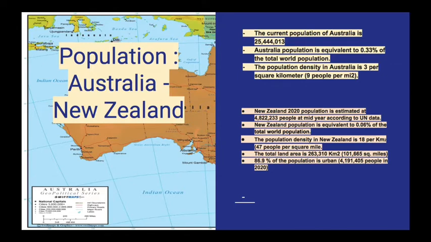New Zealand's population is estimated at around 4 million people at mid-year, according to the UN data. New Zealand's population is equivalent to 0.06% of the total world population. The population density in New Zealand is around 47 people per square mile. The total land area is around 100,000 square miles, and 86.9% of the population is urban.